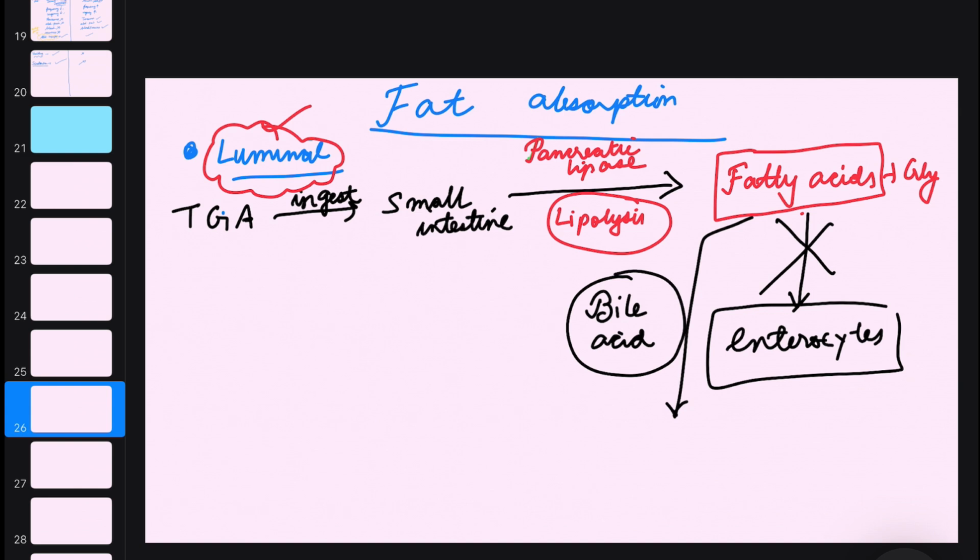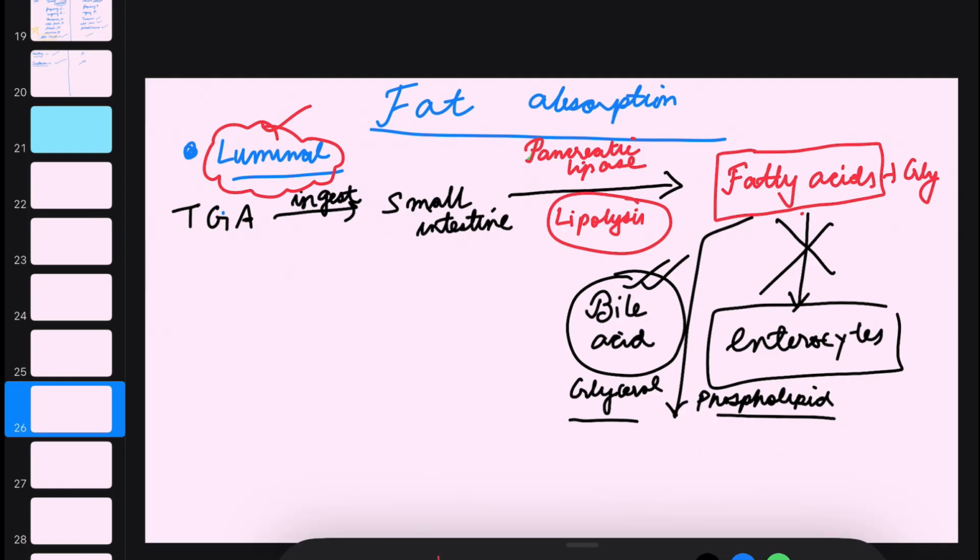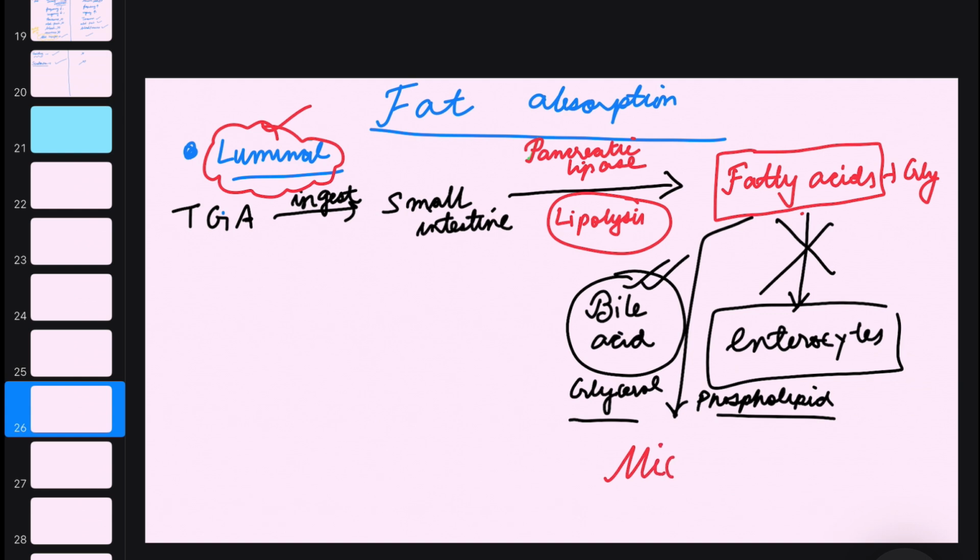We need bile acid. We need bile acid. We also need the glycerol. And we also need some phospholipid. These three things, when combined with the fatty acids that I have broken down in my lumen, will finally form the absorbable counterpart of my fat diet, which is micelle.